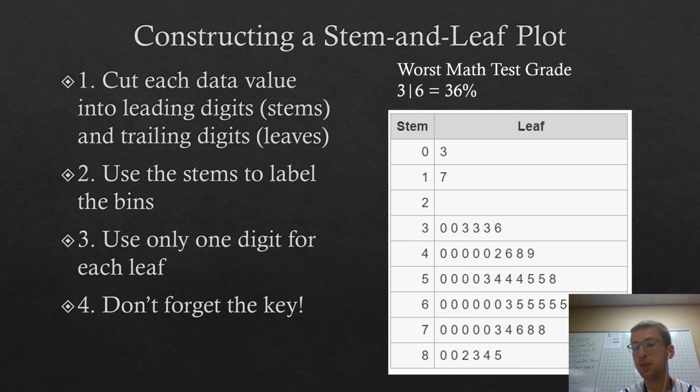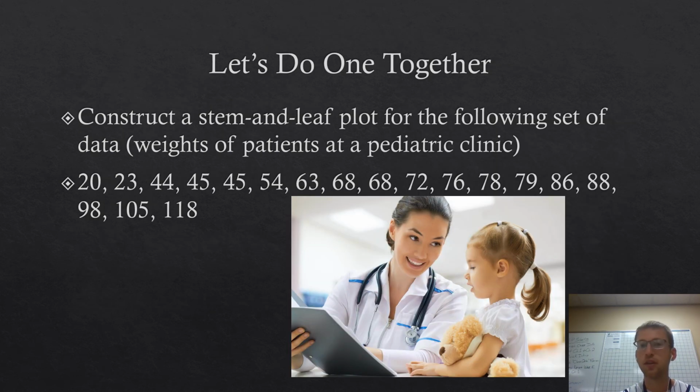Now in a moment here, you're going to create an example where we have double-digit stems, and you're going to see the importance of why you want to have only one number as each leaf. And then, of course, in addition to the title, you want to have a key. So why don't you guys try this one out? I want you to construct a stem and leaf plot for the following set of data. And here we have the weights of patients at a pediatric clinic. So pause the video, take a moment, and try this out.